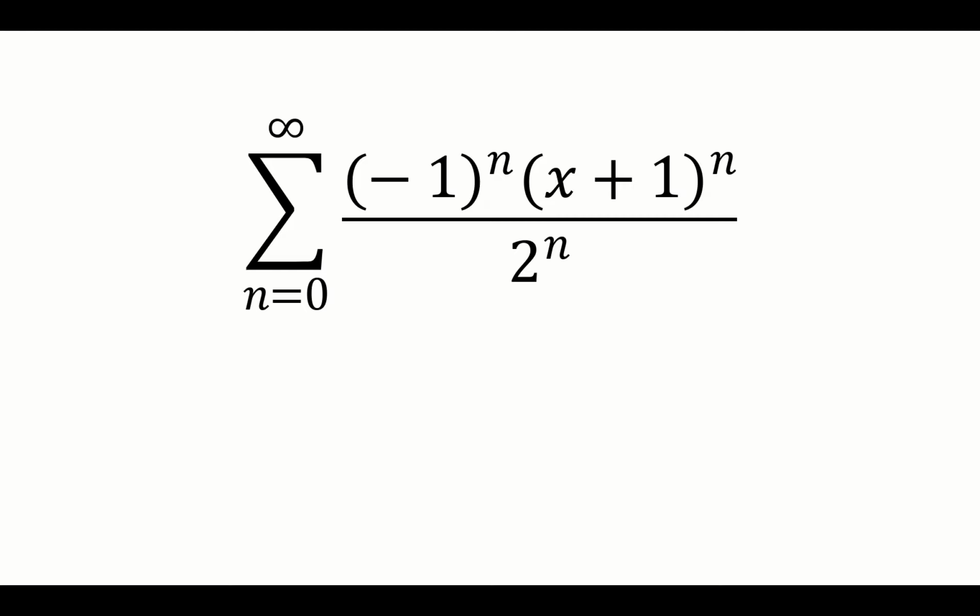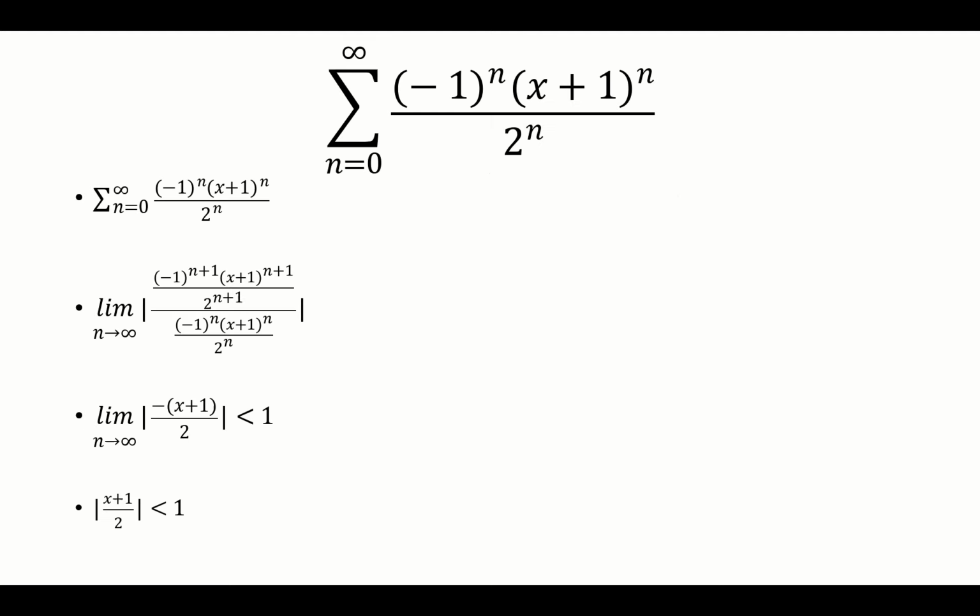In this video, we want to find the interval of convergence of the sum from n equals 0 to infinity of (-1)^n times (x + 1)^n over 2^n. For this, we're going to use the ratio test. So we're going to take the (n+1)th term and divide it by the nth term.